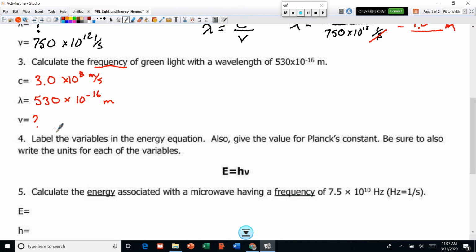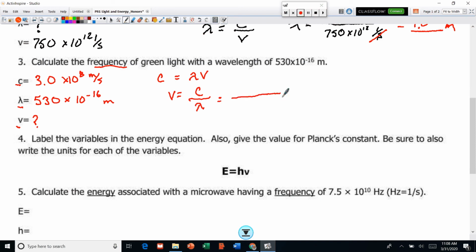Again, when we set the problem up, our units should cancel. So again, we're only dealing with speed of light, wavelength, and frequency. So we're going to use the formula C equals wavelength times frequency. This time we're solving for frequency. So frequency equals speed of light over wavelength.